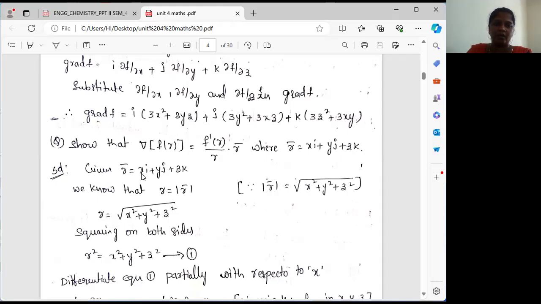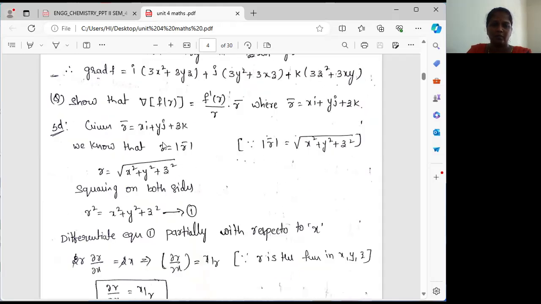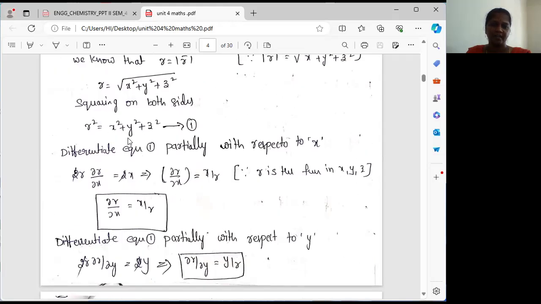So given r bar equals xi plus yj plus zk, we know that r equals mod r bar. So mod r bar, where r bar is a vector, equals the under root of i coefficient whole square plus j coefficient whole square plus k coefficient whole square. So mod r equals under root of x square plus y square plus z square. Squaring on both sides, r square equals x square plus y square plus z square, the square and square root cancel. This is equation 1. Here r is a function in x, y, z.